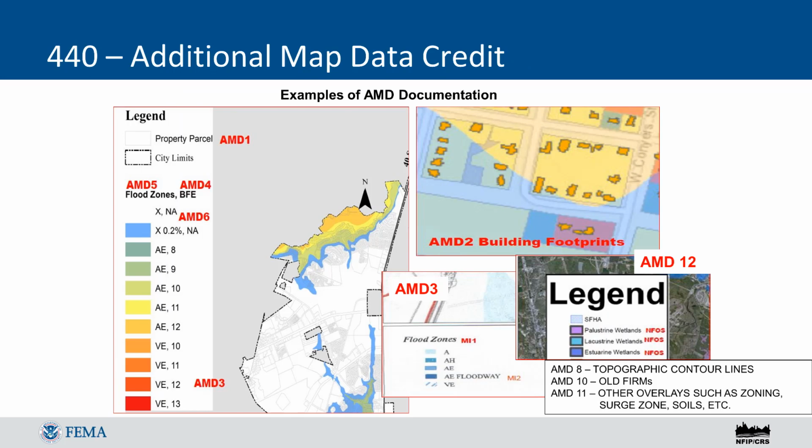Activity 440 is for additional map data. This is typically your flood-related layers in your GIS. In this example, you'll see the AMD markups. Please identify those areas and elements in the printouts you send so that we can make sure you're receiving credit for the appropriate layers.